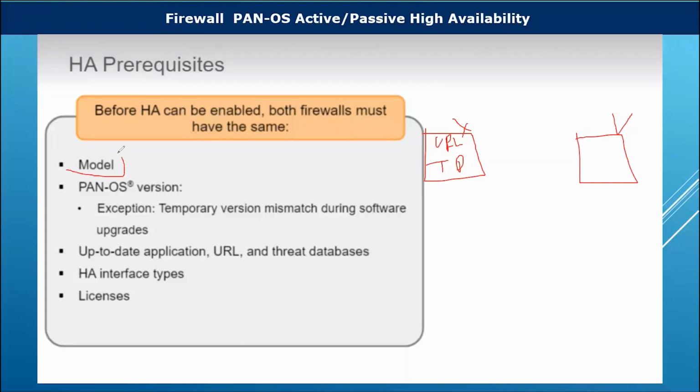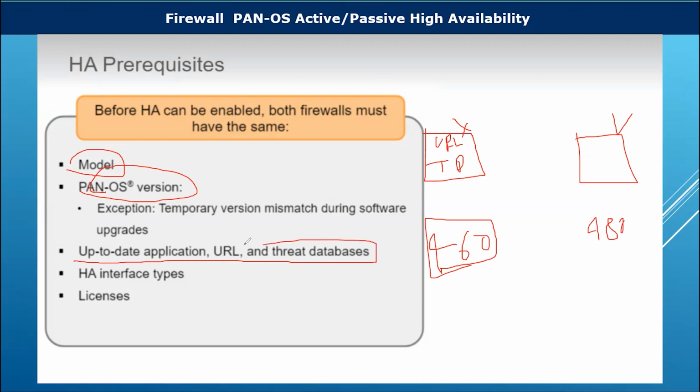That's why we need the same model number. Why? Suppose here we are using the 460, and here we are using the 480 or 410, another model. Both models have different session capacity and different features available, right? So if you are going to perform high availability, both should have the same model number and the same version, and up-to-date application, URL, and threat databases. Only then are they able to perform.